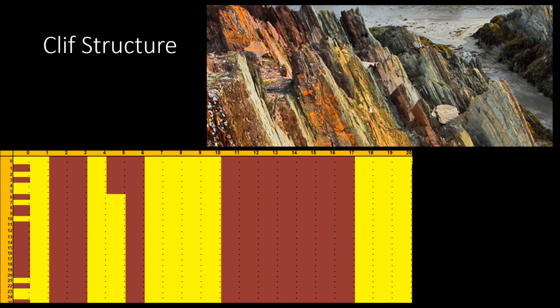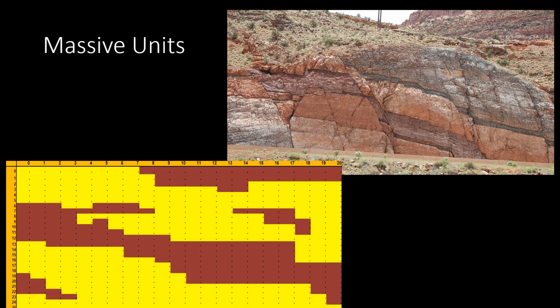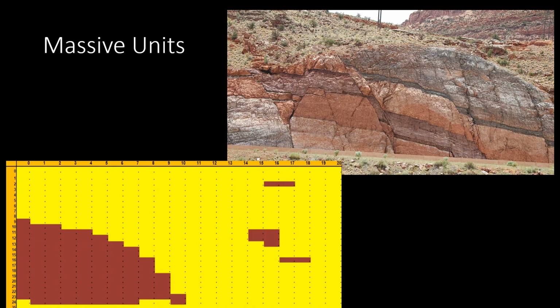Notice how no two runs ever look quite the same, since each cell's state is drawn from a probability, not a fixed rule. Finally, massive units.